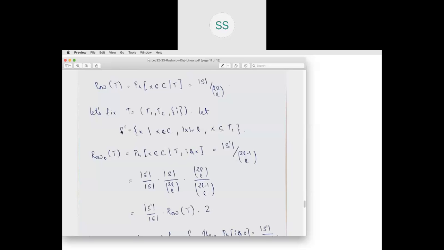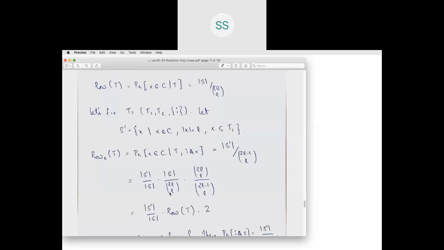So in other words, it's a fraction of elements in S prime divided by the total number of such sets, which is the size of S prime divided by 2L minus 1 choose L. This is the actual number of elements that are there in C, which contribute to the measure, divided by the total number of elements that contribute to the measure, 2L minus 1 choose L. So this is row 0T.